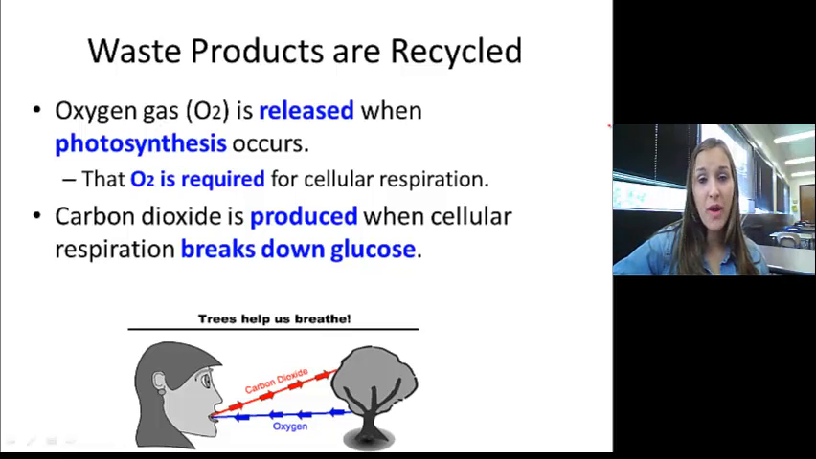Our waste that we breathe out is carbon dioxide. And lucky for plants, they need it in order for photosynthesis to happen. That's illustrated right here. You can see the person breathing out carbon dioxide, which the trees use to make oxygen, which we breathe in.